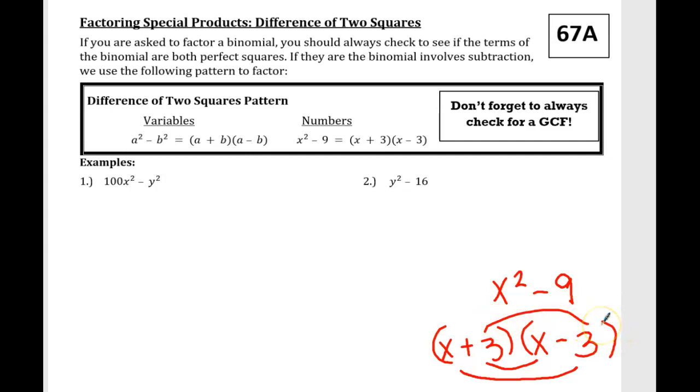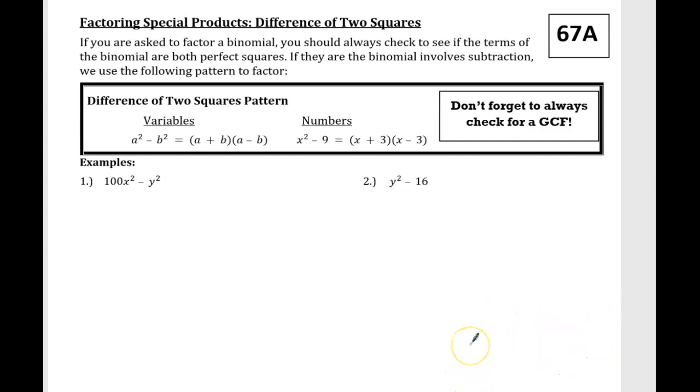Again, this situation only works when you have two perfect squares and you're actually subtracting them. So you always want to start by checking for the greatest common factor. That's the first thing you want to do. If you had two variables and they were both perfect squares, you would just split it into a plus b, a minus b. And the example we just gave you with the numbers, x squared minus 9, would be x plus 3, x minus 3.